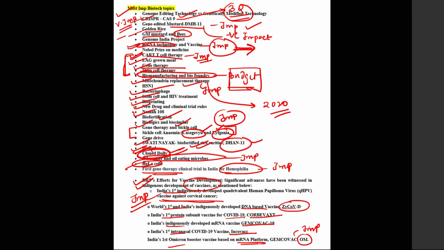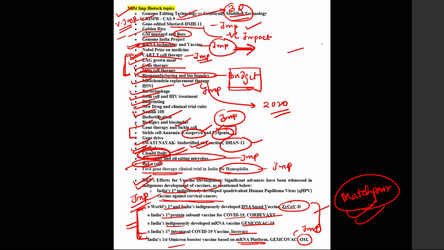Very important. I can tell you there is a high probability that one question can come from this list. They can give you match the pair. Very, very important. So guys, please prepare this list. I can tell you, you can mark my word. You can save this video.